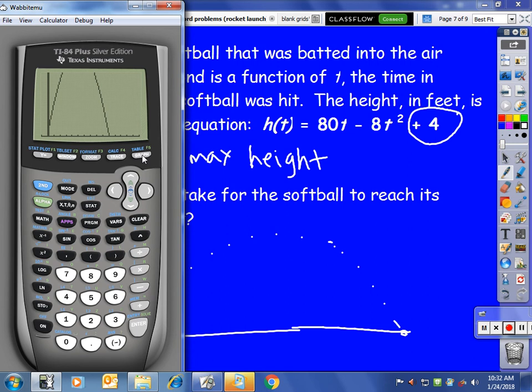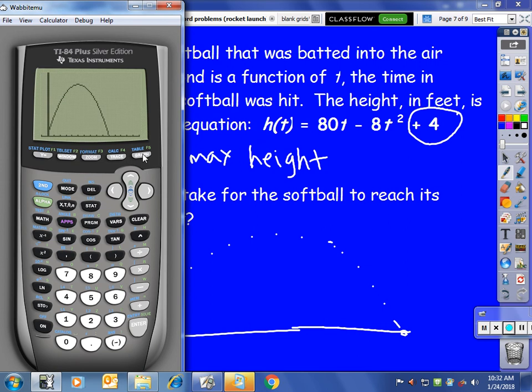What do I need to change? My maximum height isn't high enough. I went to 150. I'm going to try 250. 250 worked. So you just got to play around with your window until you can see this thing happening in the first quadrant. Time, I usually go from -1 to 15 or 20. Height, I usually go from -1 to 150 or 200, and then I just play around with it until I can see it. I don't mess with the scale. I leave that alone.